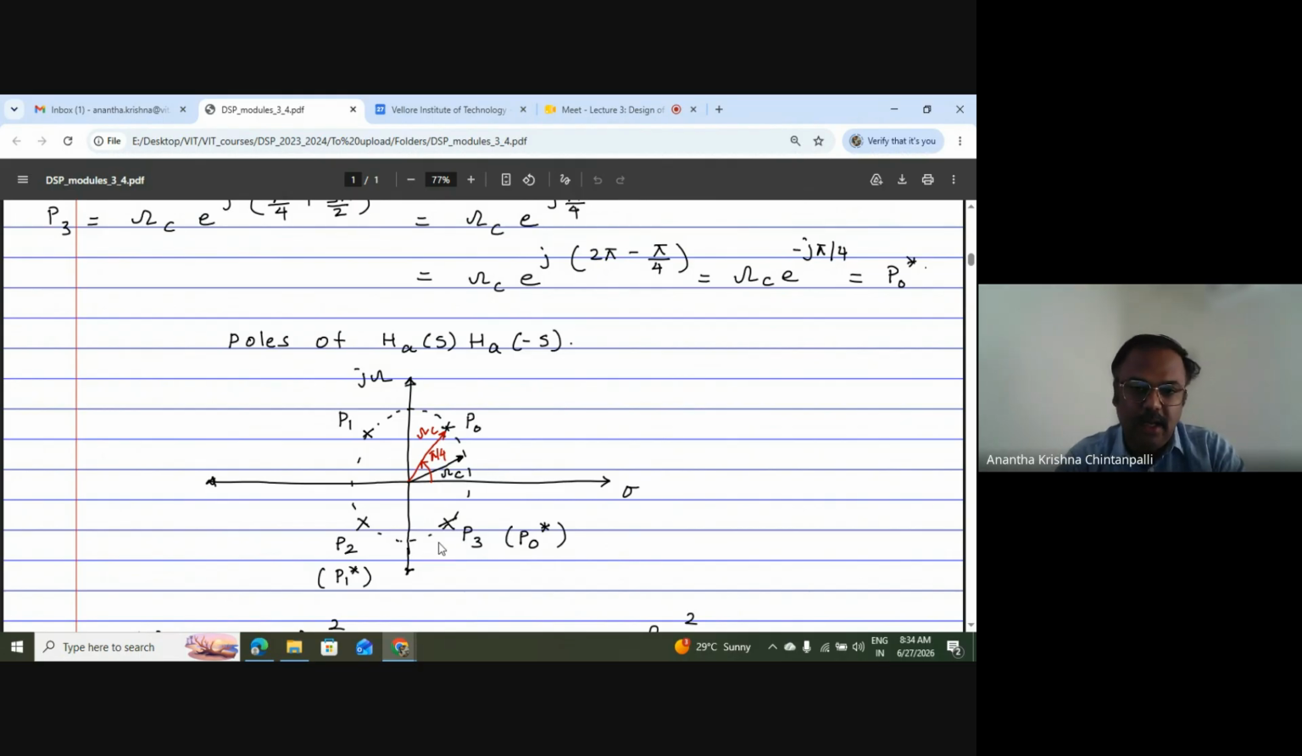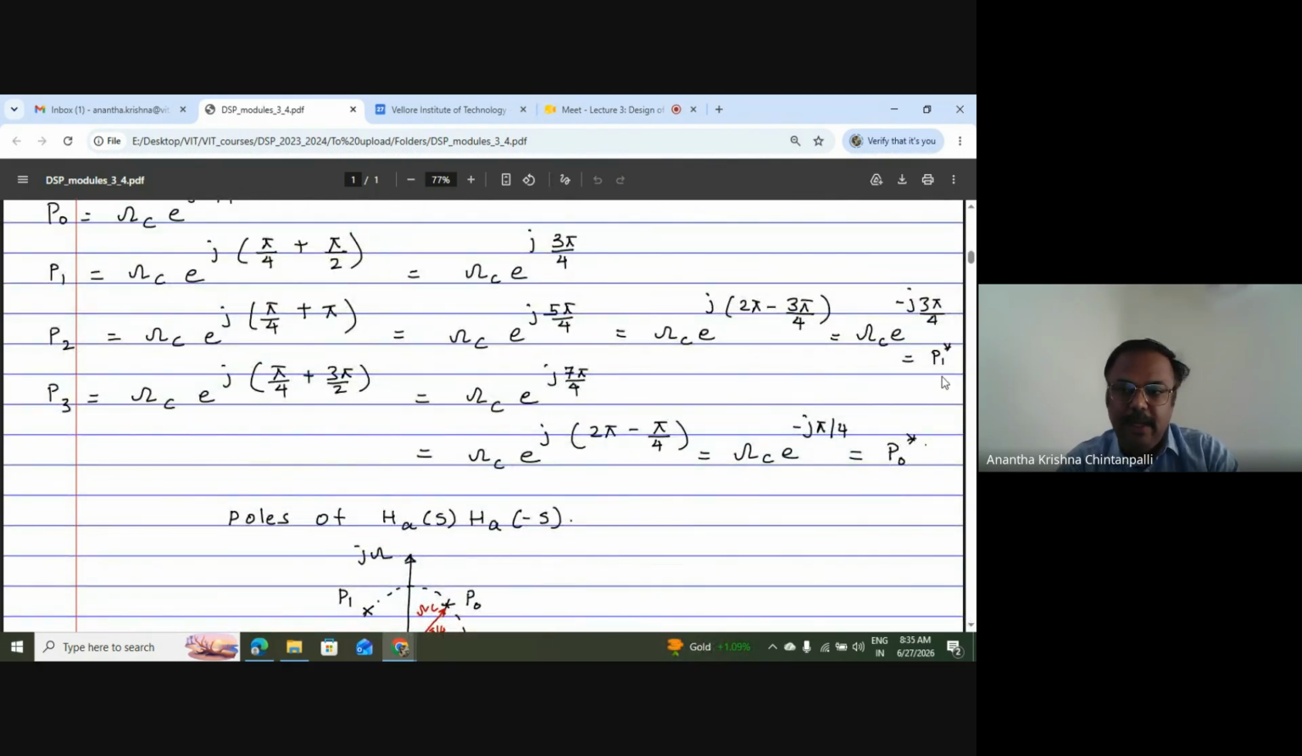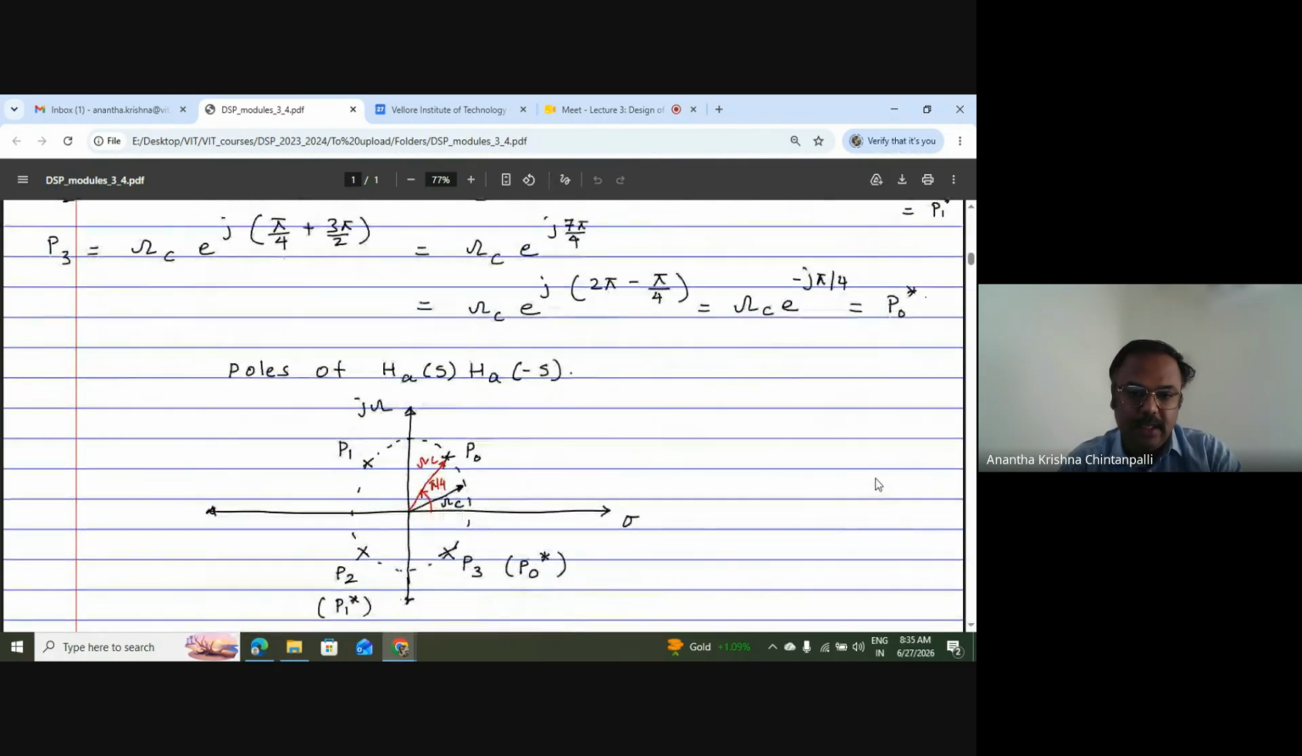So if you recall, you always start with k equal to 0 for the location of the pole. So you start from an anti-clockwise direction. So this is p0, p1, p2, and p3. Now p1 and p2 should be a complex conjugate pair. So p2 should be p1 conjugate. If I go back, p2 should be p1 conjugate, and then p3 should be p0 conjugate, which is shown here.